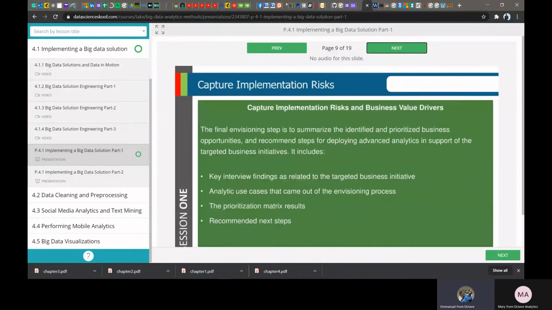Also capture implementation risks. To capture implementation risks and business value drivers, the final step is to summarize the identified and prioritized business opportunities and recommend steps for deploying this particular solution. So key interview findings related to the targeted business initiative are presented, along with the analytic use cases that came out of the envisioning process, the prioritization matrix results, and also recommended next steps.